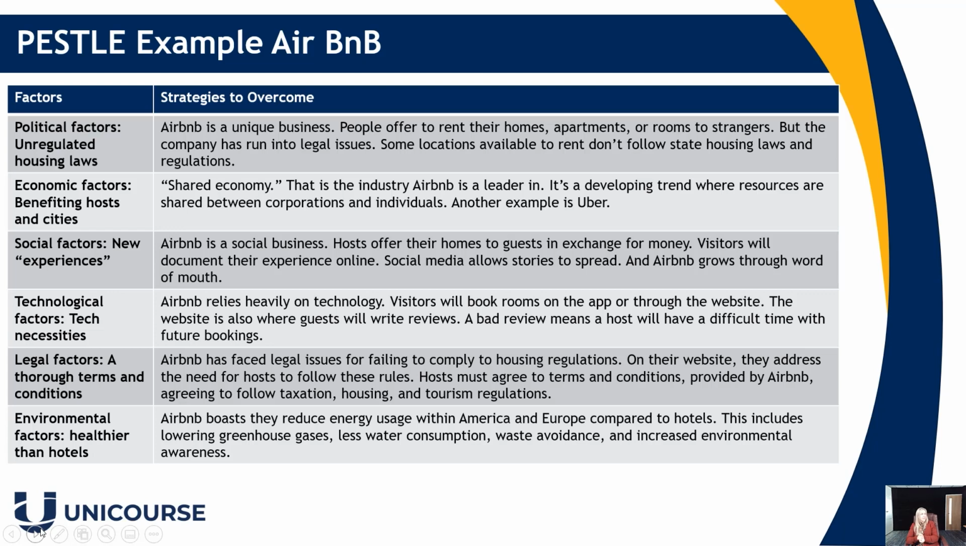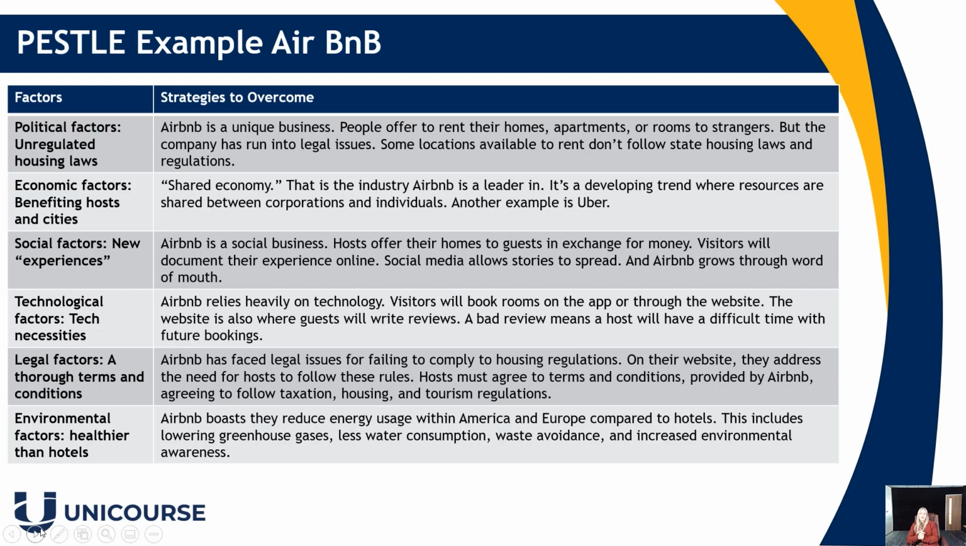But this one's for Airbnb, and it breaks down the factors, say political factors, and it tells you clearly that there are unregulated housing laws, and it says Airbnb is a unique business. People offer to rent their homes, apartments, rooms to strangers, but the company has run into legal issues. Some locations available to rent don't follow state housing laws and regulations, so they need to look at their political stance before maybe allowing the stakeholders to rent a property within a specific area.